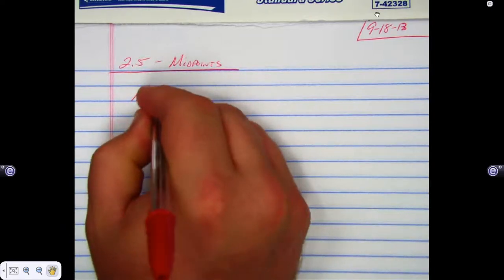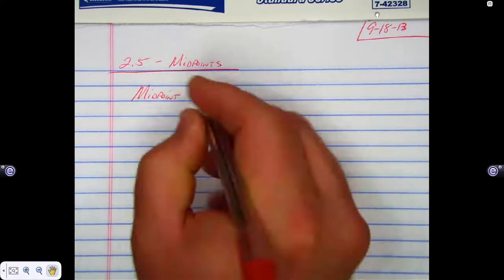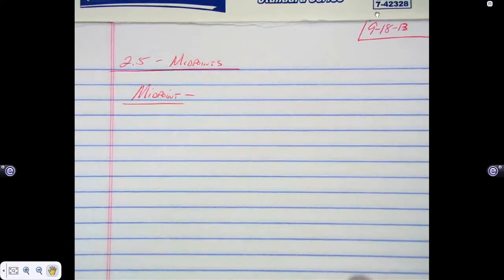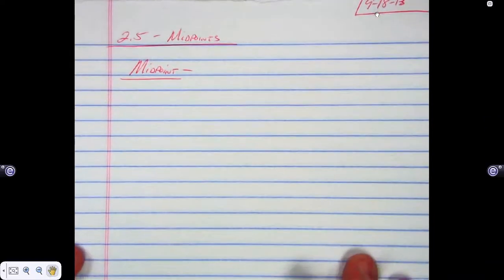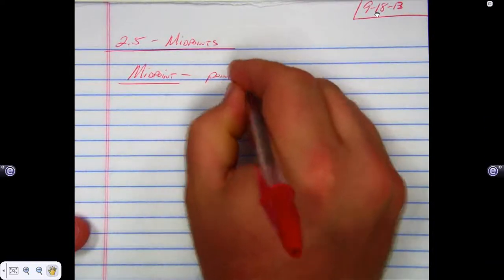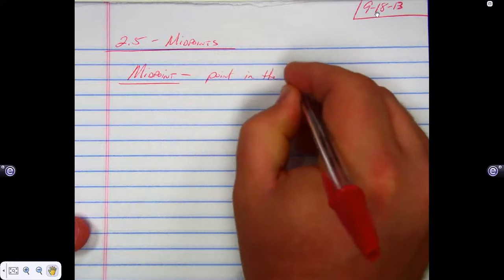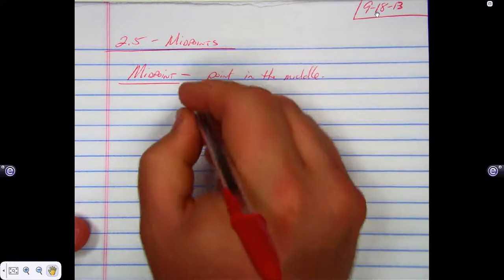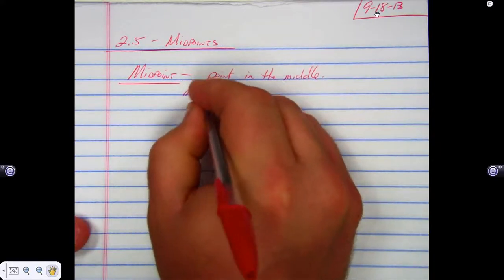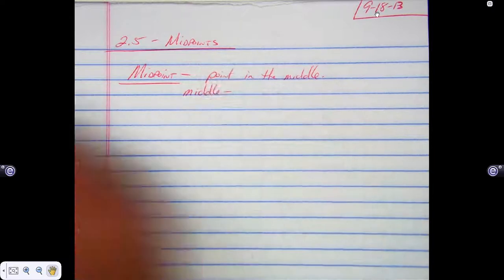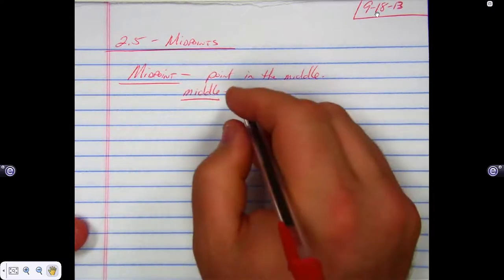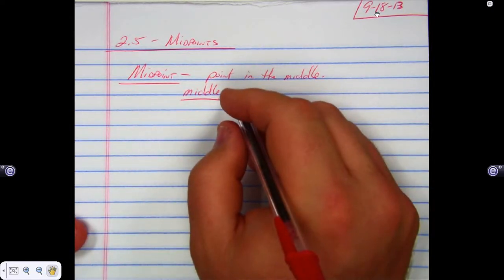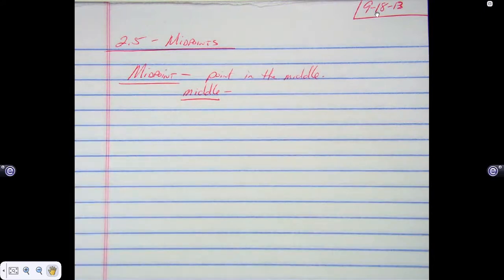Without reading a thing in this section, if you were to find midpoint, what would you guys say? The middle point. Point in the middle. Okay. Well then, in contrast, what does middle mean? Between two things. Well, okay, let me ask you this.